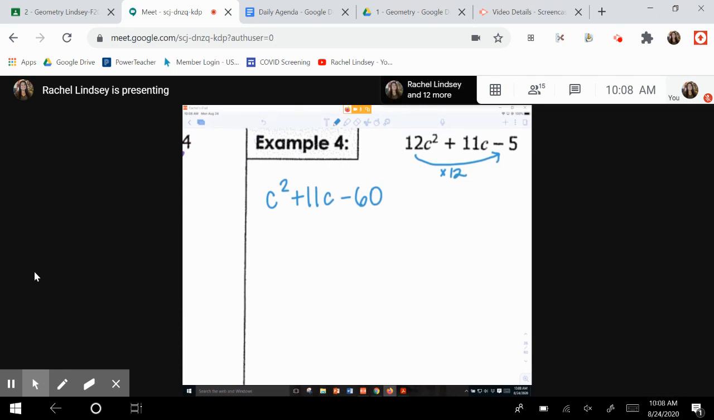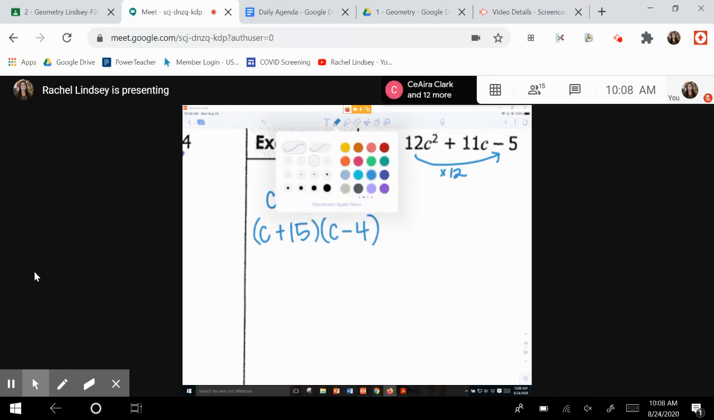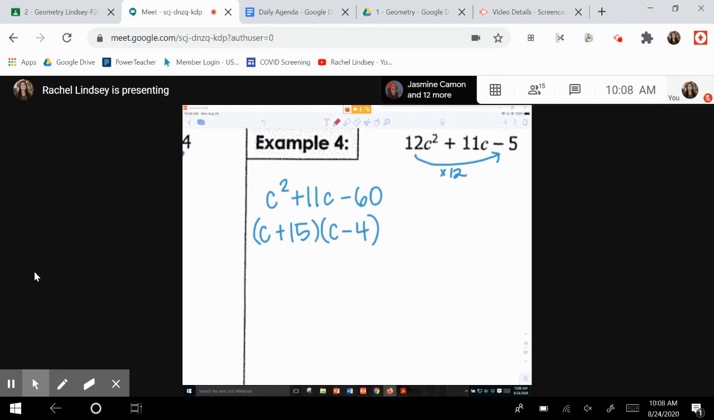One of them's 4. So positive 15 or negative 15 to give me positive 11. Positive 15 and negative 4. Okay. So now, did my slide, did my factoring, now what do I need to do? Divide. Take that 12 and divide it.